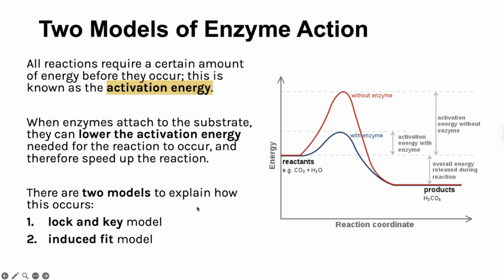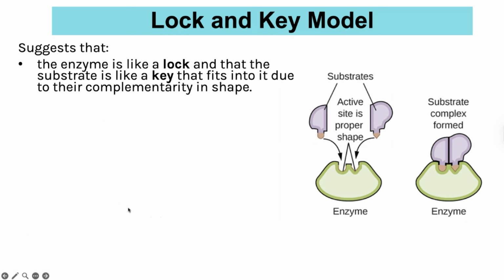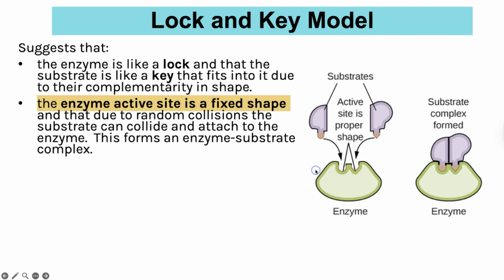Now there's two models of enzyme action to explain how the enzymes lower this activation energy. You learn the lock and key model at GCSE. You now learn the induced fit model at A-level as well. And this is the accepted model now, the induced fit one. But you need to have an awareness that the lock and key used to be the accepted one. So lock and key, just briefly, this is the idea that the enzyme is like the lock, substrate is like the key, and they fit due to being perfectly complementary in shape. The enzyme never changes shape. So the enzyme active site is a fixed shape.